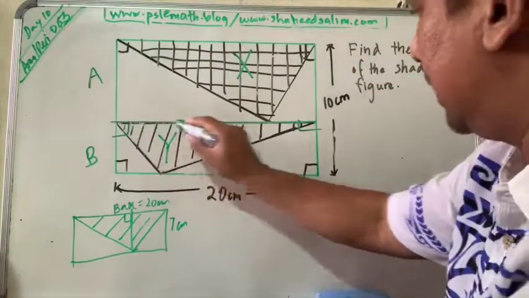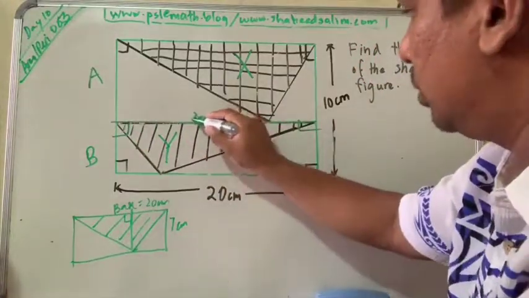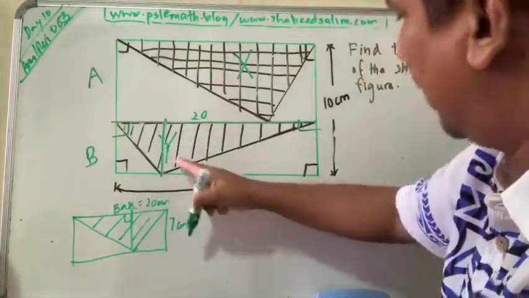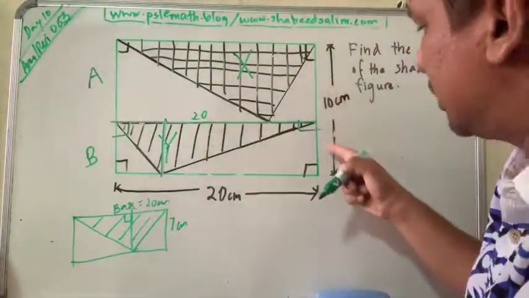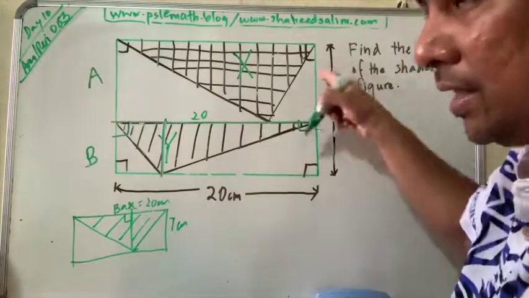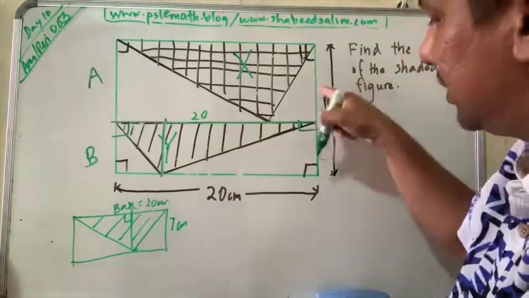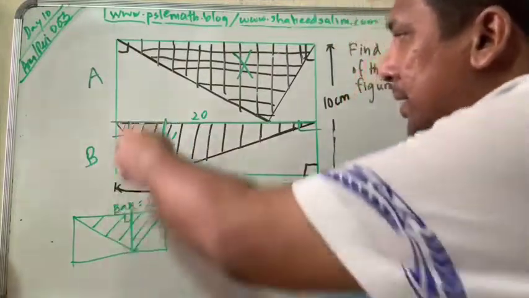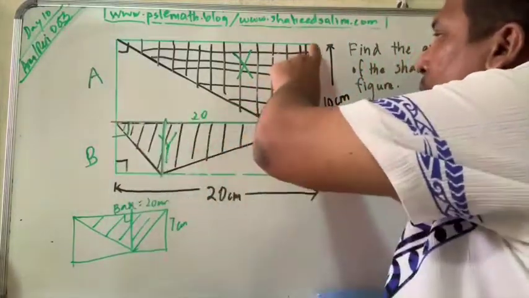See, this here is the base, which is also 20 cm, and the height is also here. If this is 7, this is 3. If this is 8, this is 2. If this is 6, this is 4. It does not matter. Why does it not matter if we do not know the height?